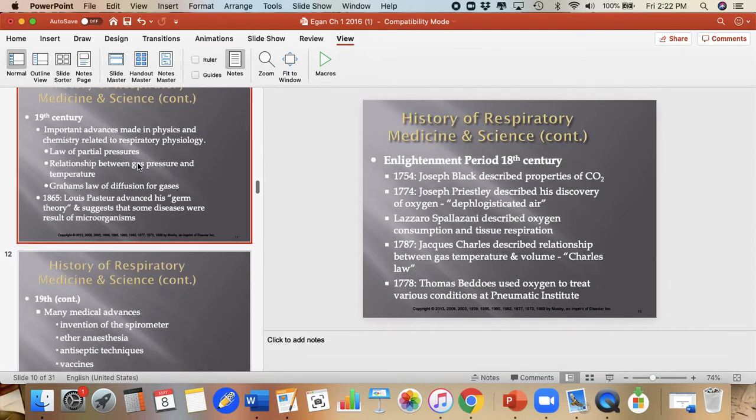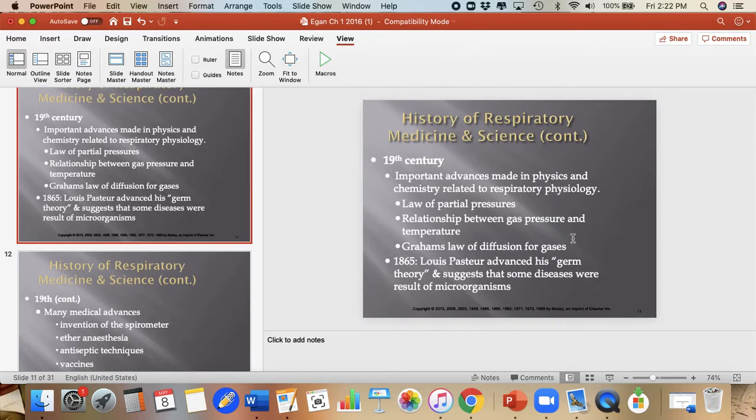Moving forward to the 19th century, a lot of advances were made in physics, chemistry, and respiratory physiology. The law of partial pressures. You'll learn all about the law of partial pressures. This is just this idea of negative and positive pressure, how they work within the lungs, how they allow the lungs to draw in air and then to expel that air, how gas pressures and temperature are related to those functioning pressures. The law of partial pressures is absolutely crucial to the function of the respiratory system. So this was a pretty crucial discovery.